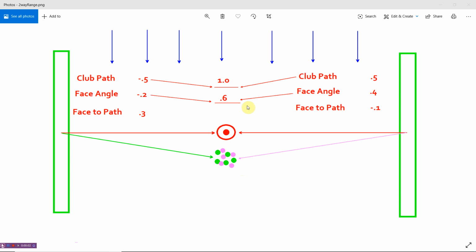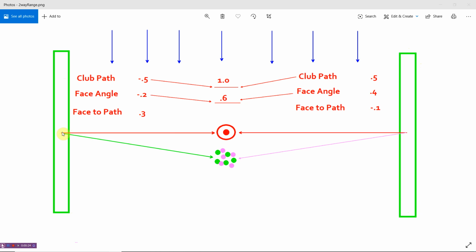Okay, I'm going to do a golf learning video here today on a two-way range experiment that I found interesting. So what a two-way range is, it's a practice range that has a hitting area on both ends. So on the left side I've made a hitting area here with this green rectangle, and on the right side I've made a hitting area here with this green rectangle.